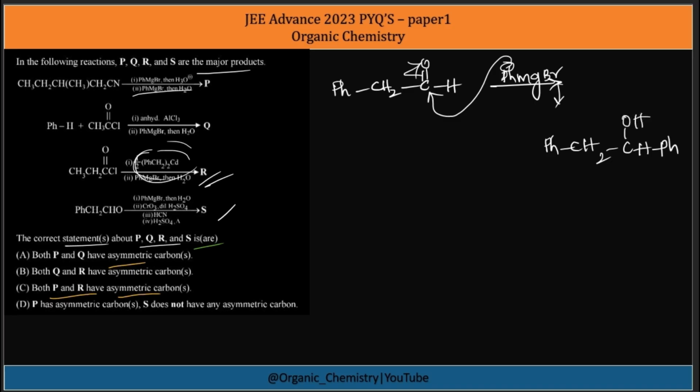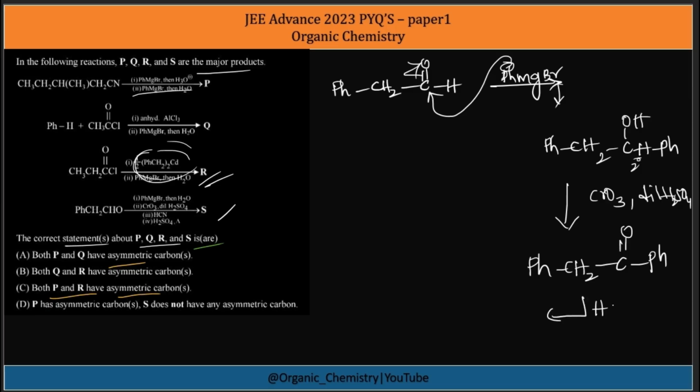Then the next reagent they have given is CrO3 dilute H2SO4. This is the Jones reagent, which is a strong oxidizing agent. What it will do, this is a secondary alcohol, right? It converts secondary alcohol into ketone, right? So we'll get here CH2 C double bond O Ph. We'll get this one.